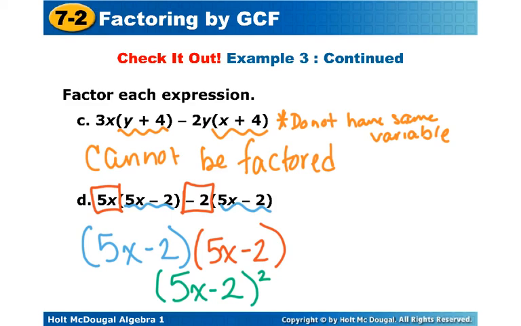So the first one, I wrote the little note for you guys, but they don't have the same variable, so that one can't be factored. Now this last one follows the same order that we have been doing, but if you notice, you have 2 of the 5x minus 2's, meaning you could write it as 5x minus 2 quantity squared. Okay, but if you left it like this, I would be fine with that, okay, until you get really comfortable with it.